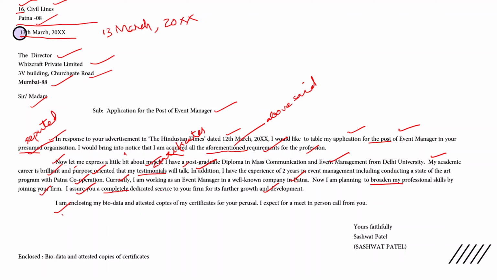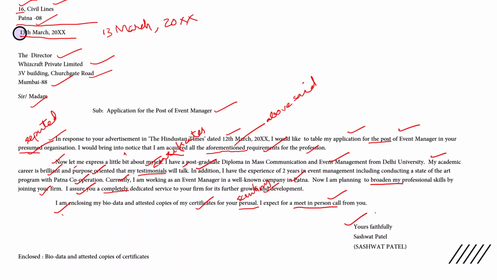Then, third paragraph: I am enclosing my biodata and attested copies of my certificates for your perusal. Perusal means scrutiny, thorough reading, or examination. Any word you can use. I expect a meet in person call from you. This is the positive note by which you conclude the application's covering letter. Meet in person call means an interview with the employer.